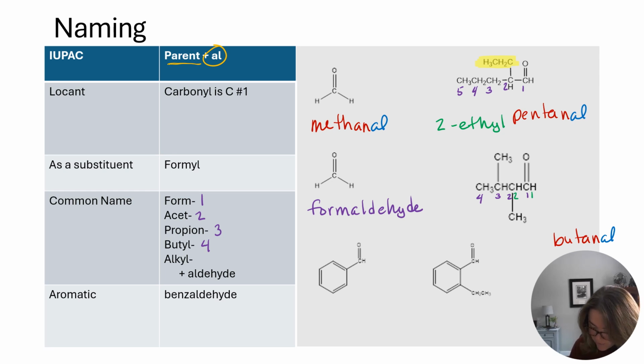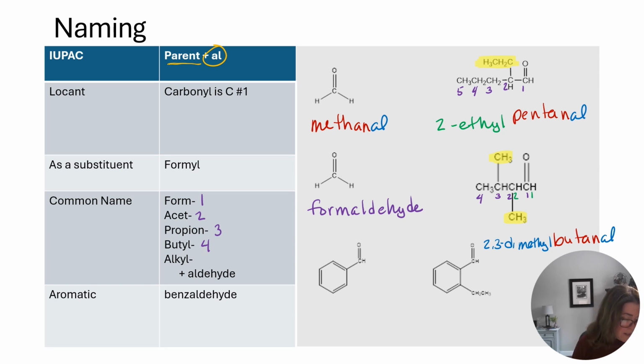Now I'm using the purple numbering scheme here. So I have a methyl group on carbon 2 and a methyl group on carbon 3. Let me just highlight these so that they are super clear. So a methyl group on 2 and a methyl group on 3. So adding my substituents, this is going to be a 2,3-dimethylbutanal.